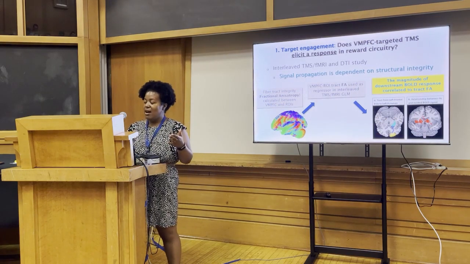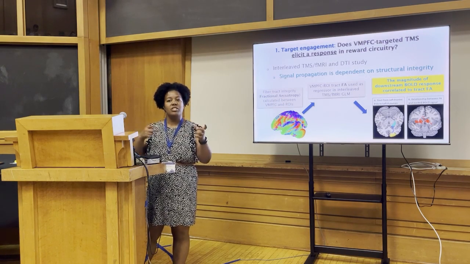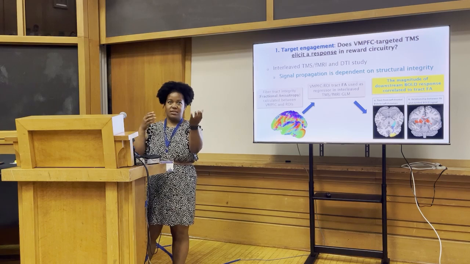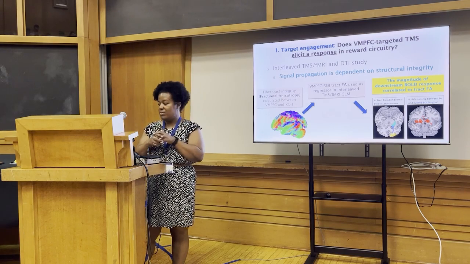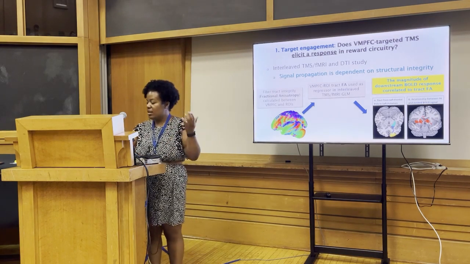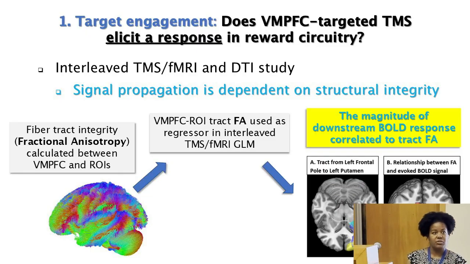But the next question was, is there a component of the highway that determines how much of the signal actually propagates? The information can only get down a highway that has the integrity for it to get down there. So this study was using the same data, but we also had DTI data. So we looked at fractional anisotropy. We were looking at the integrity of the white matter tracts along these different downstream targets from the ventromedial PFC, and we wanted to know whether that was predictive of how much functional activation we got in the rest of the circuit, and we actually showed that it was related.